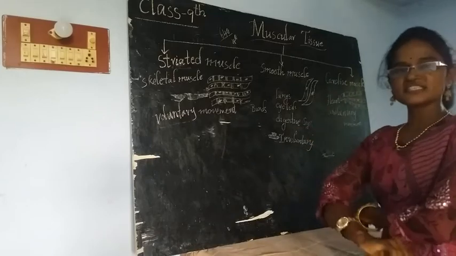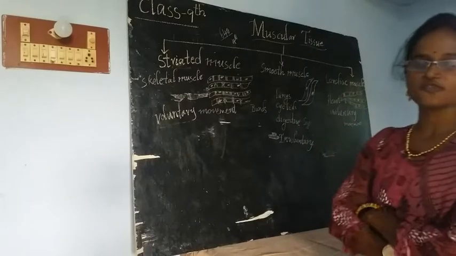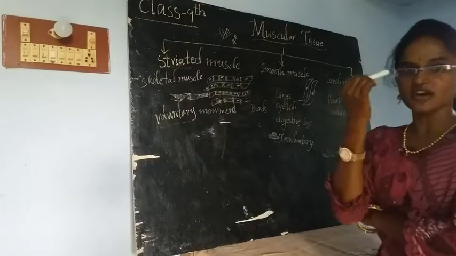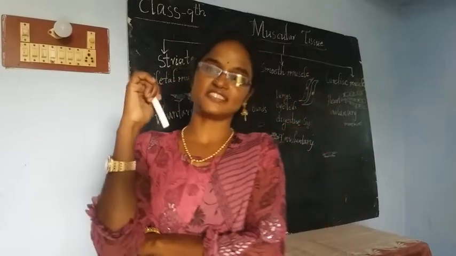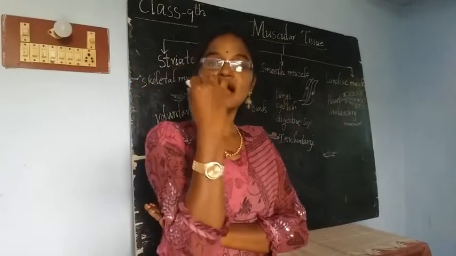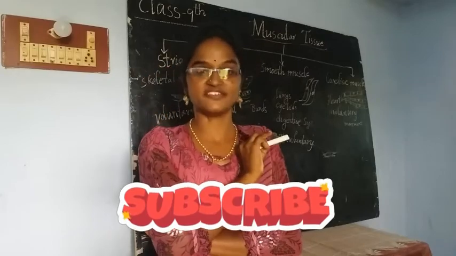And where is this smooth muscle located? It is located in the iris of our eye. Inside our eye, we have the iris, which controls the reception of light. How much light our eye needs to take, that much light will be taken by the iris.